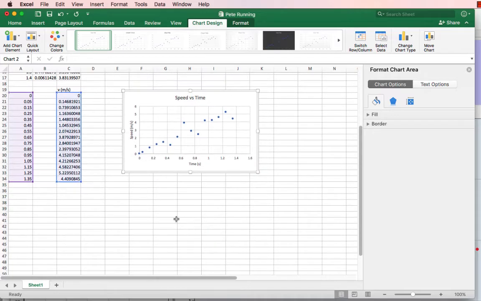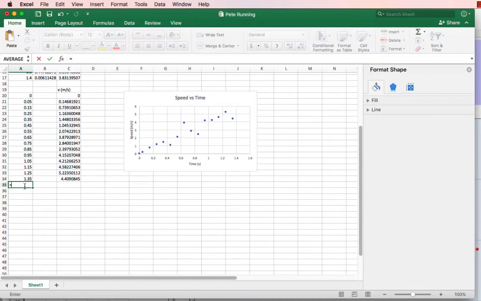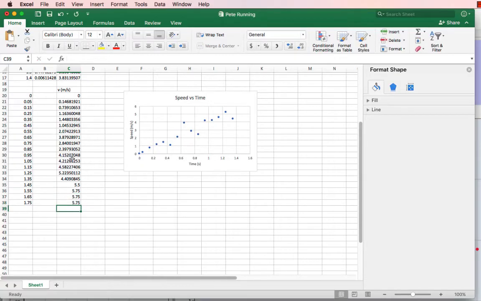And just for the sake of argument, I'd like to add a couple more rows. I'm going to extend this time in tenths of a second. This is equal to the previous column plus 0.1 seconds. And I'll add a couple more of those. And then I'll say, maybe I got up to 5.5 meters per second, but then got kind of tired, 5.75, and I stopped speeding up. And now we can extend these.